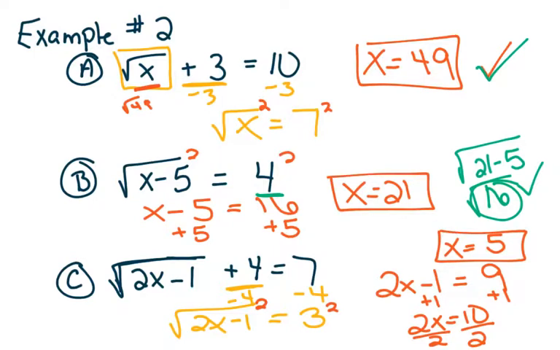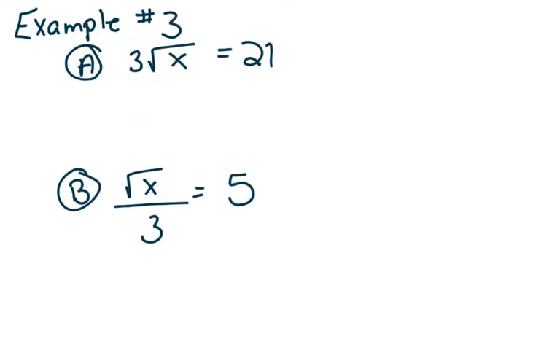All right, let's do that quick check if I put that 5 right there. We know that 2 times 5 is 10. 10 minus 1 is 9. The square root of 9 is 3. 3 plus 4 is 7. We've gotten all 3 correct. All right, let's keep going.